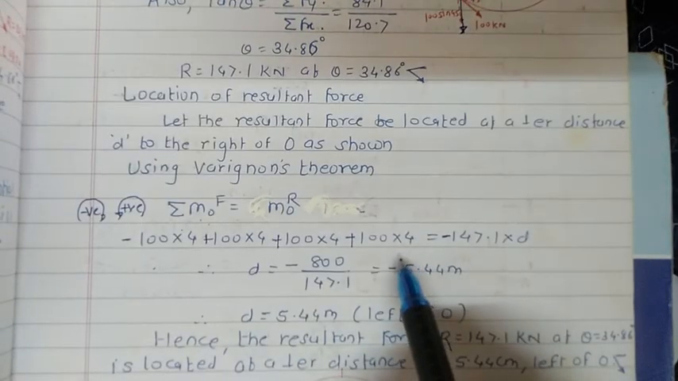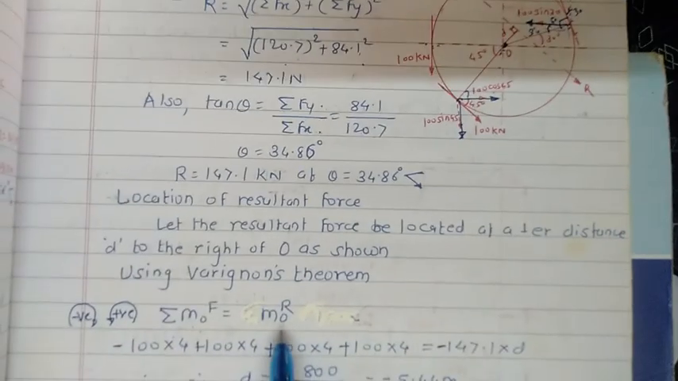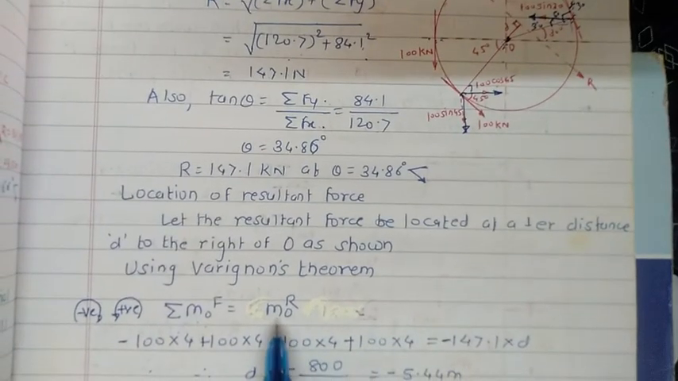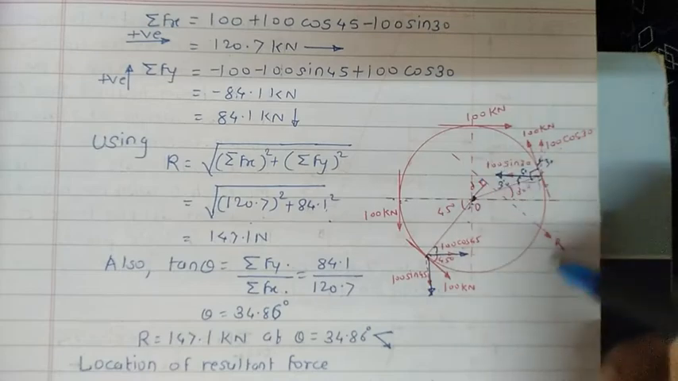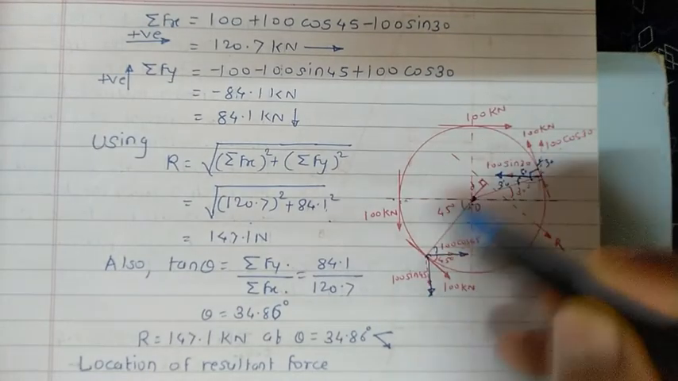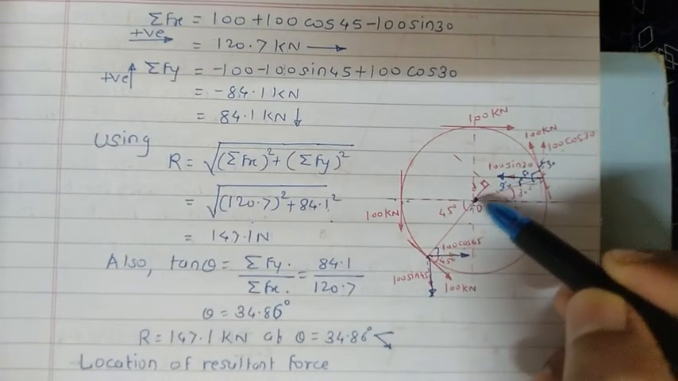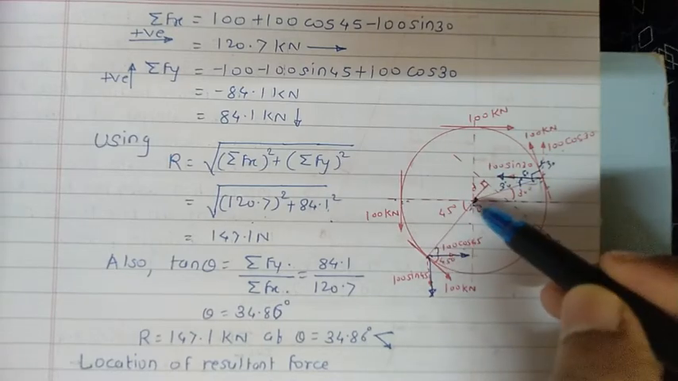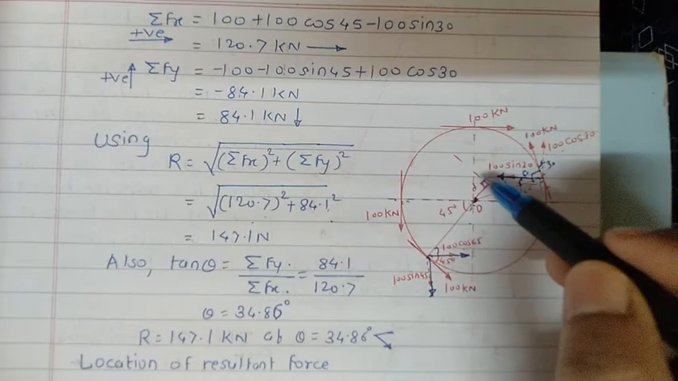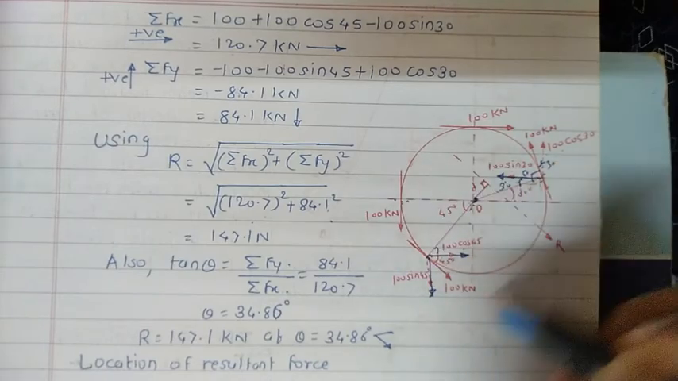Now what about the right side? On the right side, you have to take the moment of the resultant force about the same point. The perpendicular distance is d. This resultant force turns about this point in which direction? In the clockwise direction. That's why the minus sign is given here.